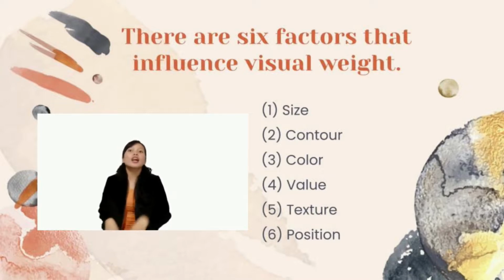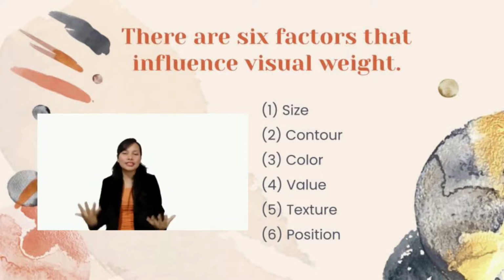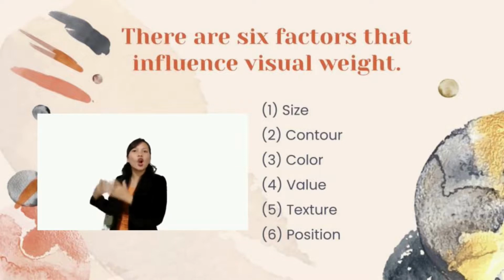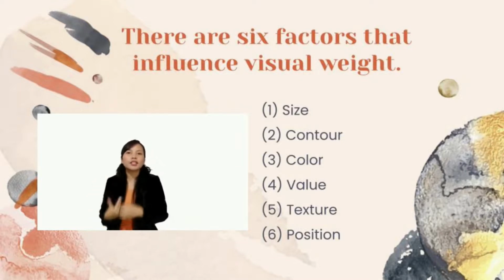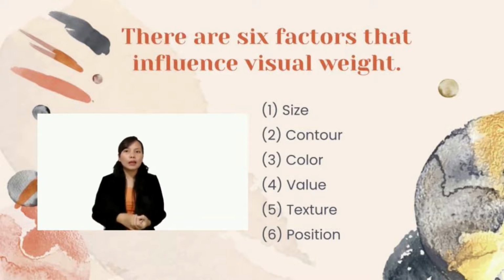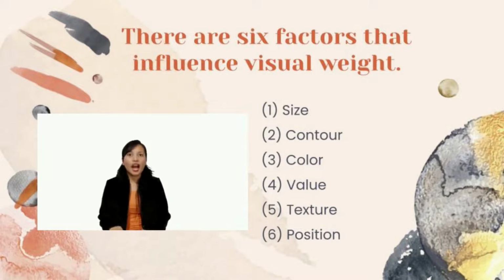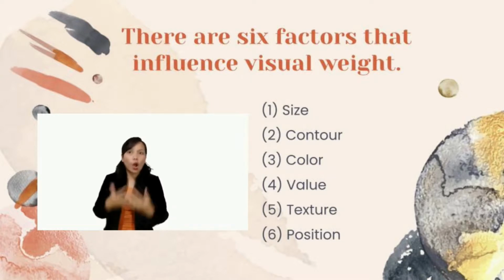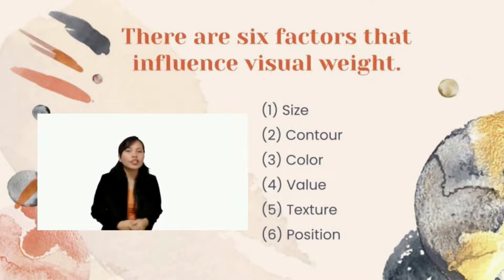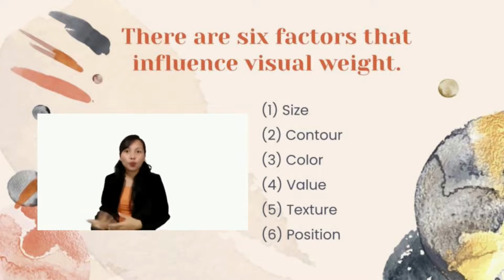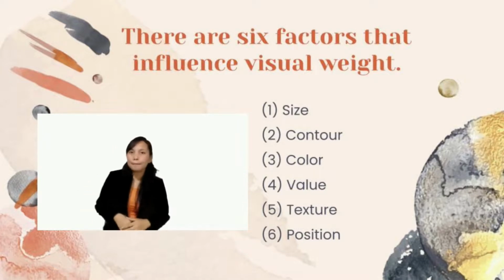So the texture is when the object with a rough texture seems heaviest. If you see a painting, you can see that the object is much heavier. The last factor is the position. A small object far from the dominant area of a work can be seen just as heavy as a large object close to the dominant area. By taking this weight difference into account, artists can create works that appear naturally balanced.